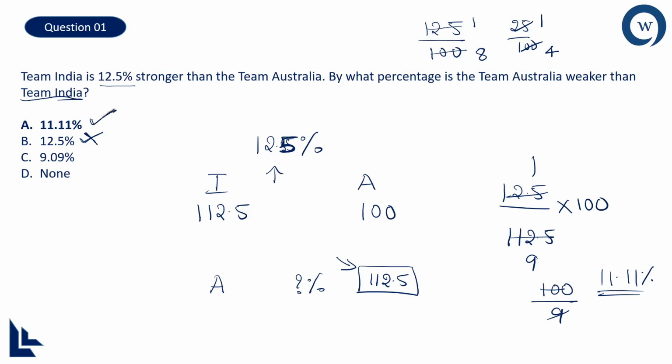This is the final answer, and I can give you a lifeline now. Lifeline means you can use this as a strategy to eliminate the wrong answer choices. Team India is 12.5 percentage stronger than Team Australia. That means they have given the quantity which is already more. Stronger means it is more, right? They have given a quantity which is already more, and they're asking you to find out the quantity which is lesser compared to the initial value, right?